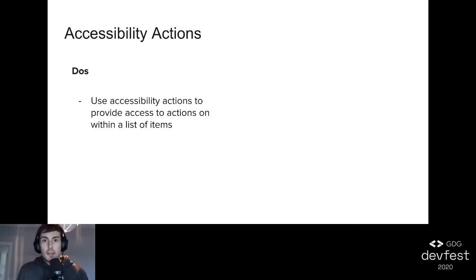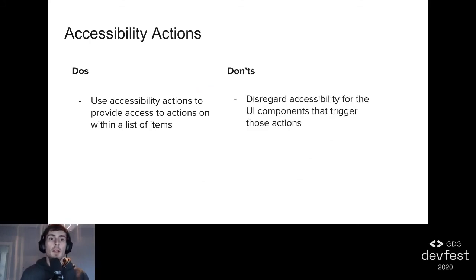So we've seen here that we can provide access to actions using a native API for TalkBack users. And as well as being aware of this, it's important not to disregard accessibility for the UI components that trigger these actions. So things like the delete icon and other components still need to be accessible. We can't just skimp on accessibility when we're using actions. So yeah, now this is the last section. I forgot about this one.